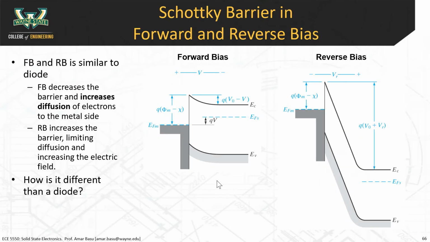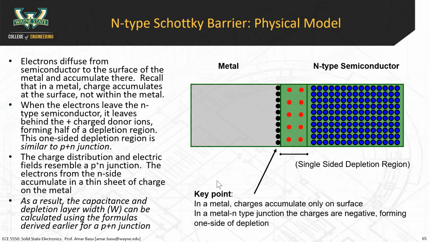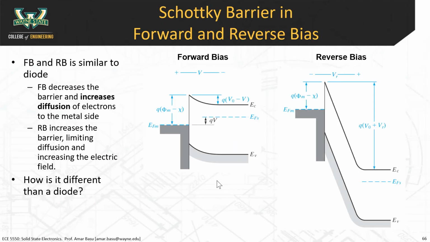All right. So this is what a Schottky barrier looks like in the forward and reverse bias. We looked at the band diagrams in equilibrium. This is the equilibrium band diagram, and then these are the band diagrams in forward and reverse bias. So same as before with the diode, the key concepts of diode are coming over here in the Schottky barrier as well. Forward bias reduces the barrier height and increases diffusion. And reverse bias does the opposite. It increases the barrier height and it decreases diffusion. It increases the electric field.